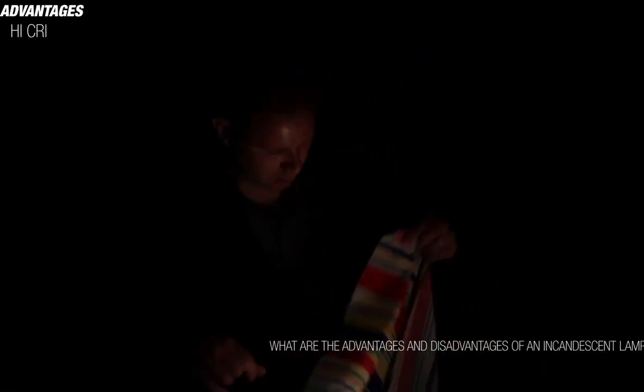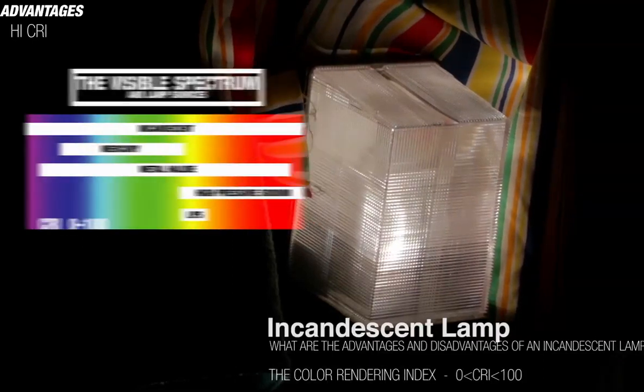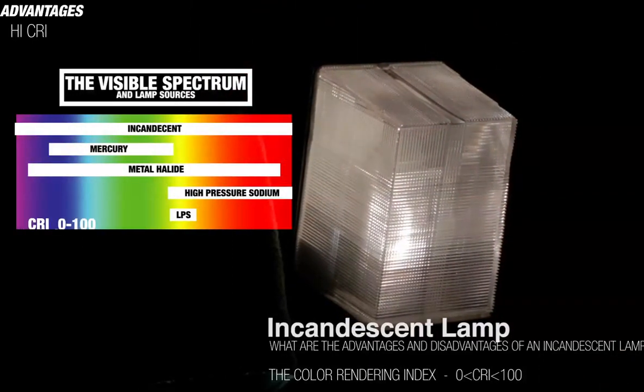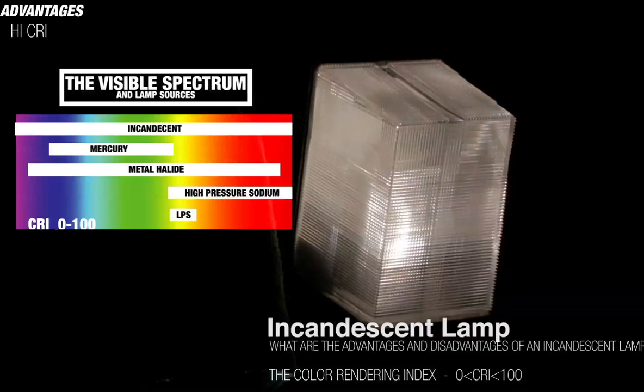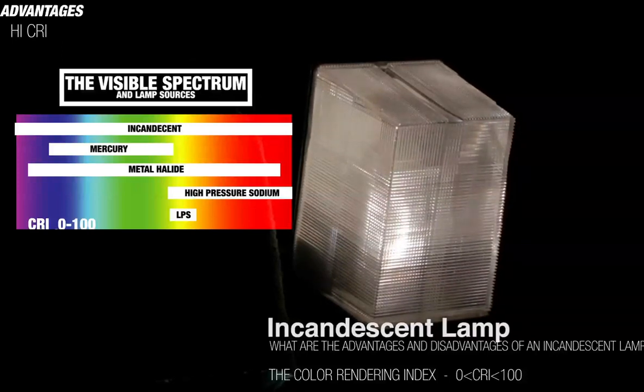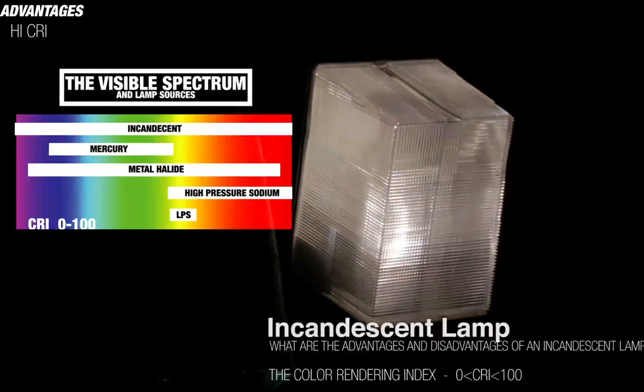And so if I hold this up to it, the reds look red, the yellows look yellow, the blues look blue. Now we measure color rendering with something called the color rendering index. It goes from 0 to 100. 100 is perfect. It doesn't have to do with the color that the light looks like when you look at it. More on that later. It's the percentage of the colors that are available in the light relative to what we can see. So this lamp has a CRI of 100, just like the sun, just like a candle.